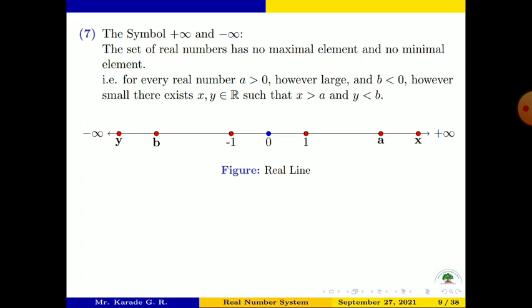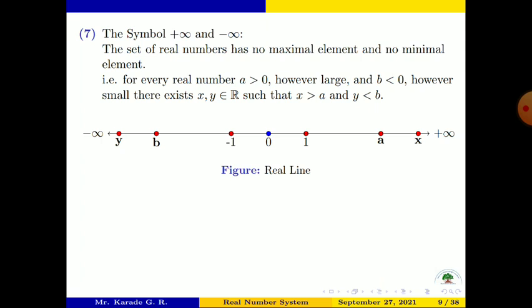See here, if we have a very big number a, we can find a number which is bigger than a, and that is x. Also on the left hand side of 0, if we have a very small number b, we can find a number which is smaller than b on that real line. So there is no upper limit for the set of real numbers and there is no lower limit for the set of real numbers.